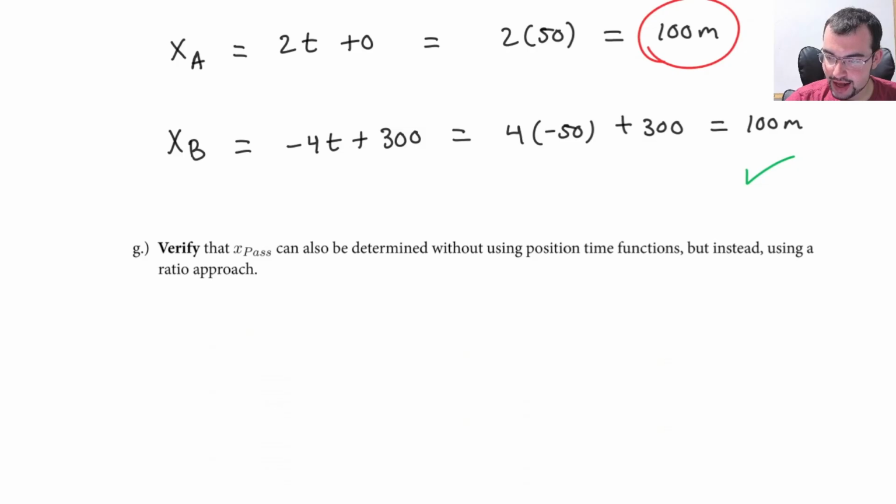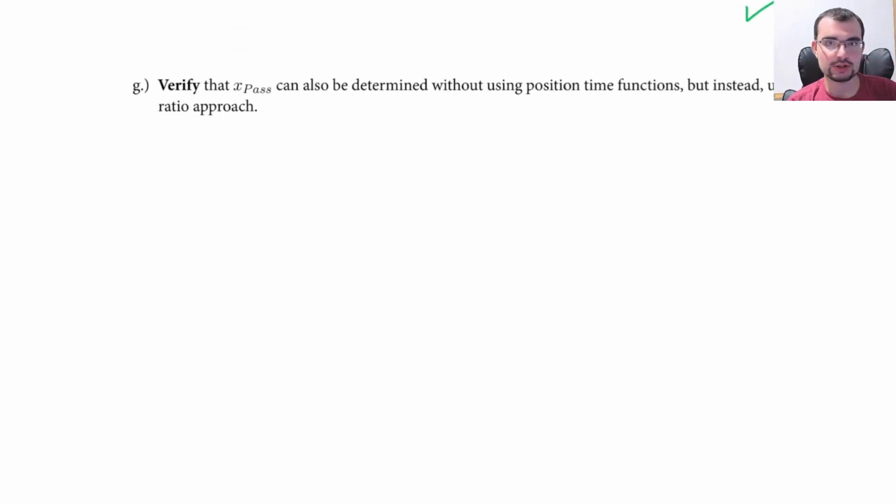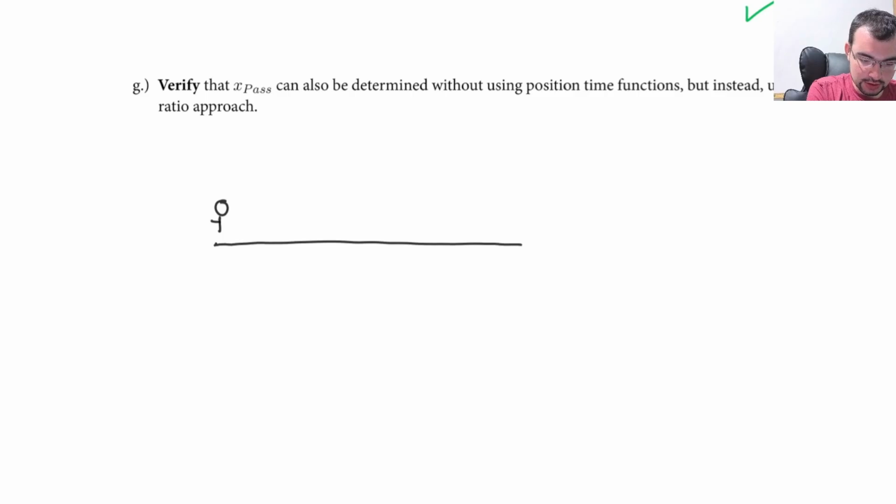Now we can also find x pass using a really clever approach where we don't do any functions, we just sort of think about it. And whenever I find a cool think-about-it problem, I'm just going to show it to you because I think it's good for building our physics skills. So what I mean by a ratio approach is sort of thinking about what happens when they pass each other.